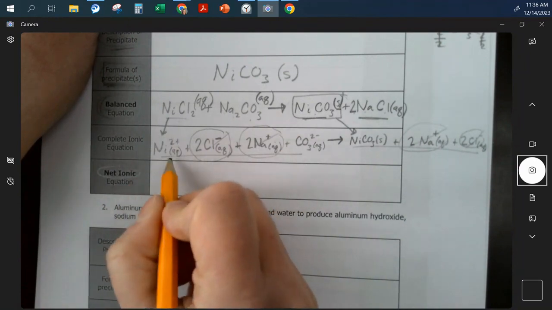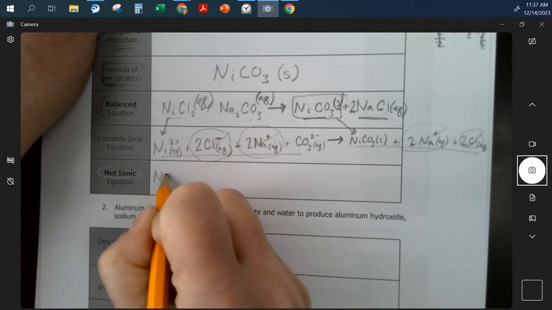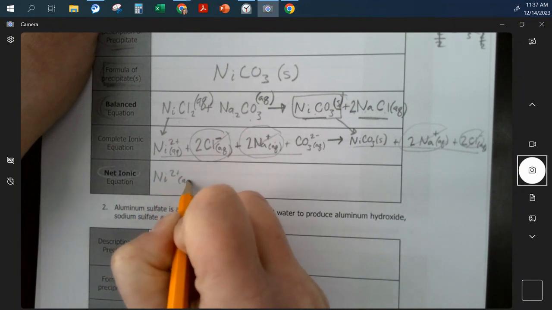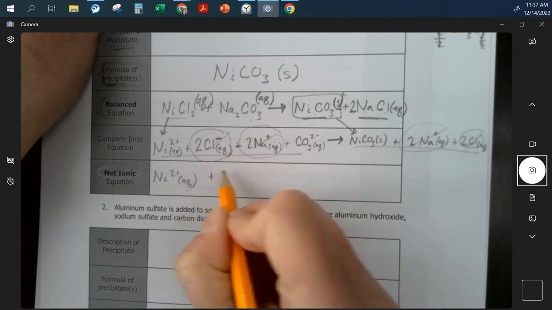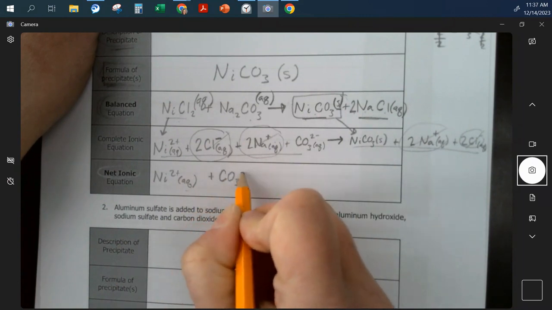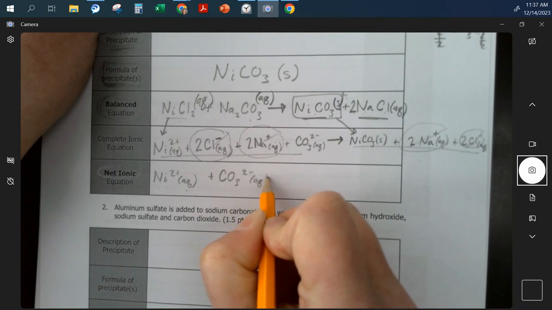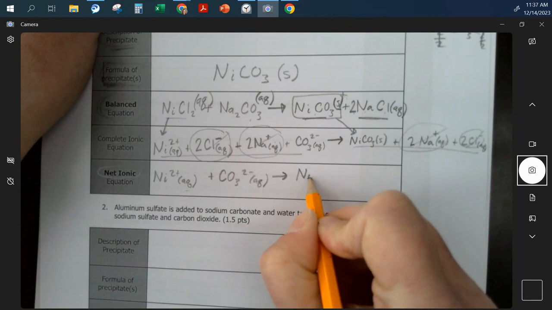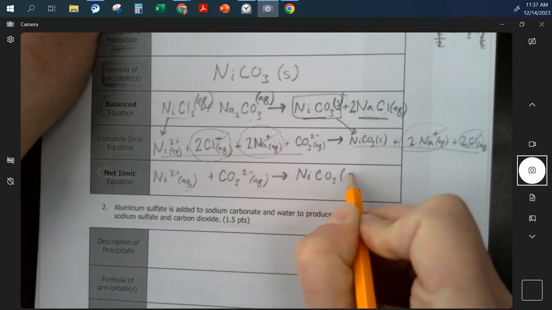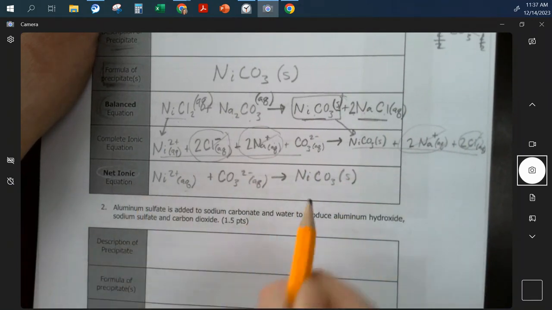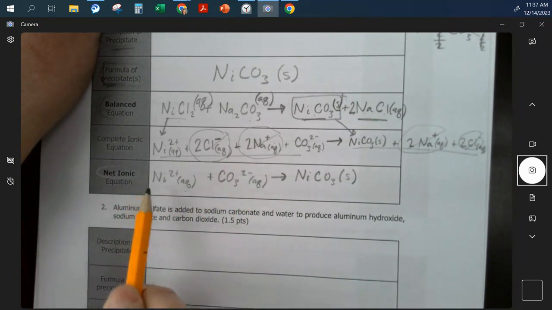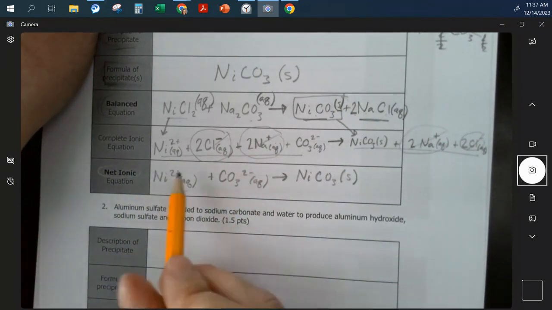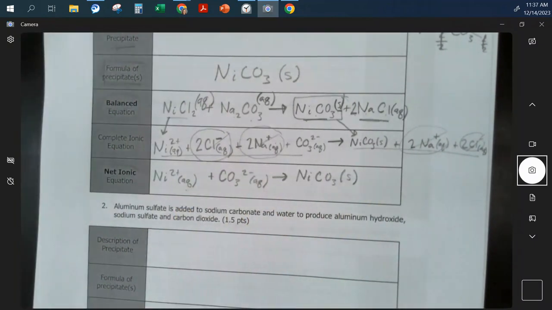And so then we're going to write everything else down. So we have this one. This is doing something. Nickel 2+ is combining with this carbonate ion, and then that is forming this solid. It's always good to make sure you balance it. So just check, make sure it looks balanced. It's still balanced. We got our phases on there. Okay, so that's how we do this problem.